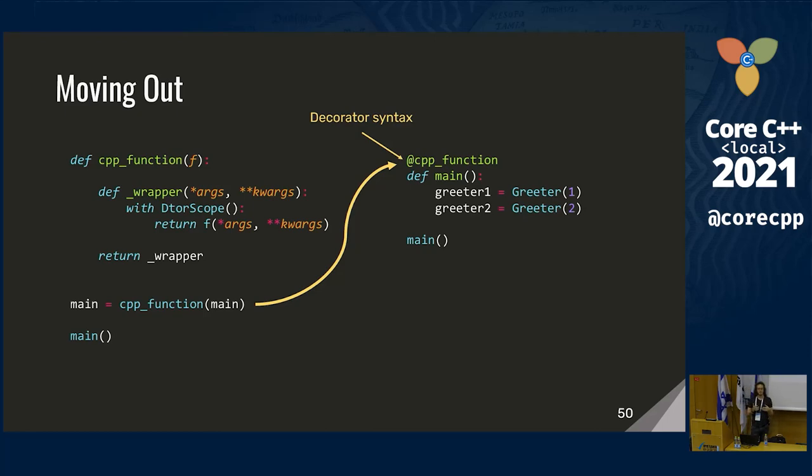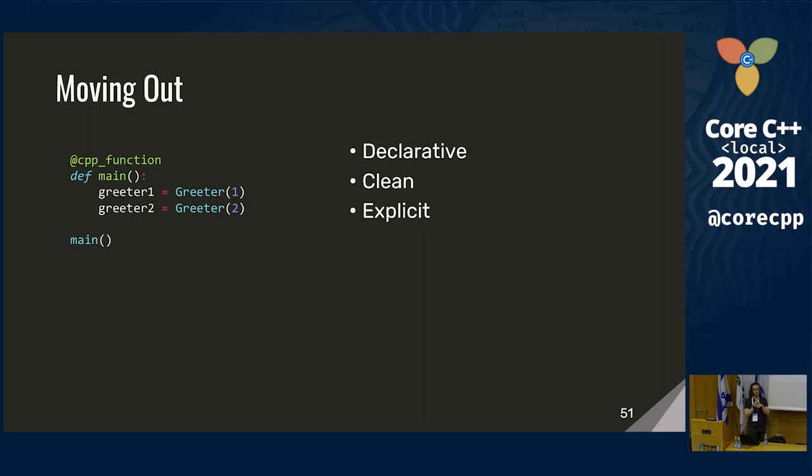So now, whenever we define a function, we just use at CPP function before the function, and we can do that everywhere. It's a lot simpler than what we had before. It's declarative, it's clean, but it's still explicit. We still have to say explicitly, this is a C++ function. It's not a regular Python function. And after all, we're really looking for something to be implicit.